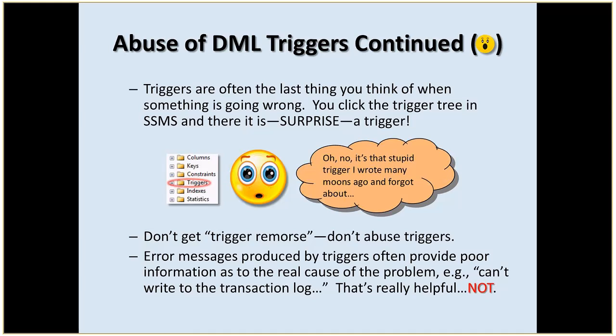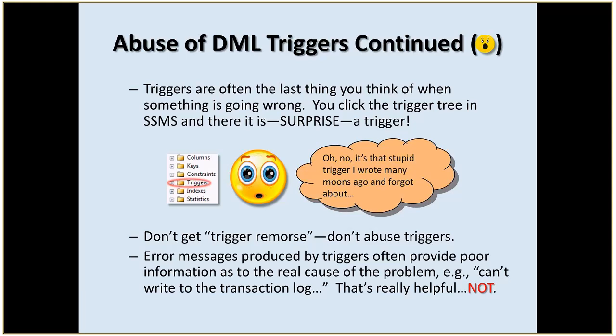I think everybody goes through a trigger phase and you learn from it, and you're like, I'm not going to do that anymore. For me, one time was enough. I was like, oh, yep, never doing that again. Done with that. Another thing about triggers is that the error messages they produce often don't reveal the cause of the problem. They tell you something like, I can't write to the transaction log. Well, that's really useful and helpful when I'm trying to figure out what's going wrong. That's one of the things I hate the most about triggers.